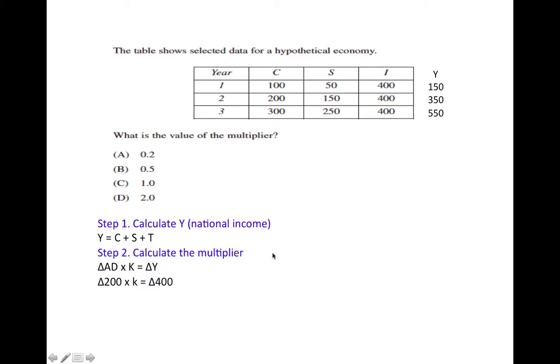So now that we've got that, we can figure out what K is, okay? So we just need to, again, divide. K equals 400 divided by 200 and equals 2. All right, so the answer here is D. The multiplier is 2.